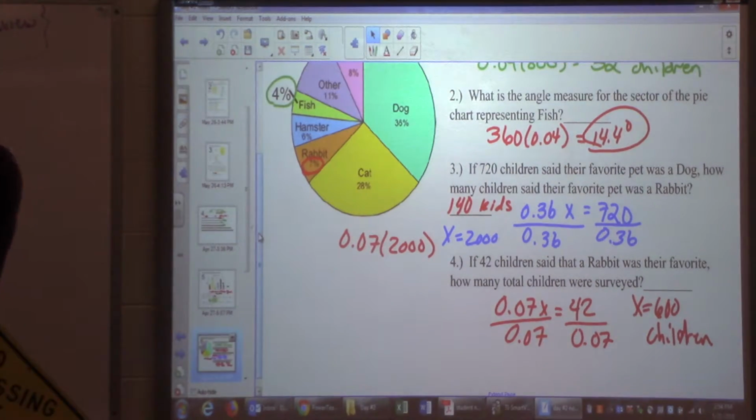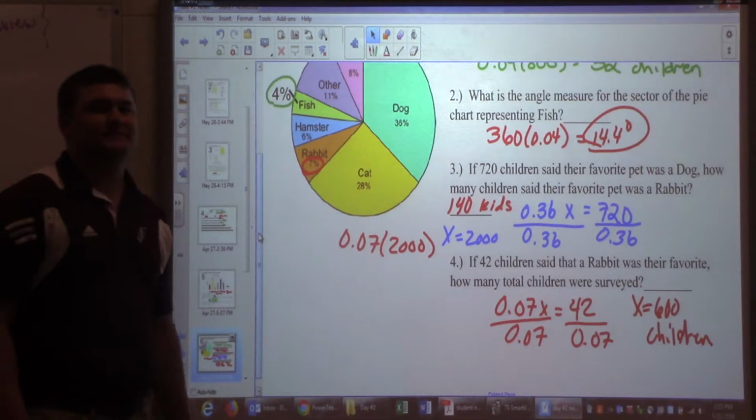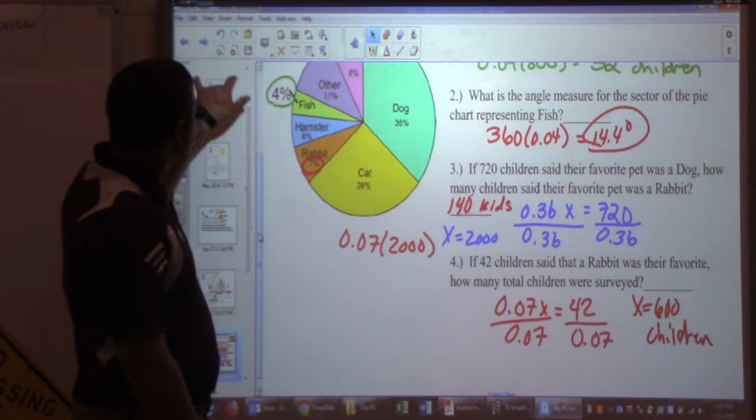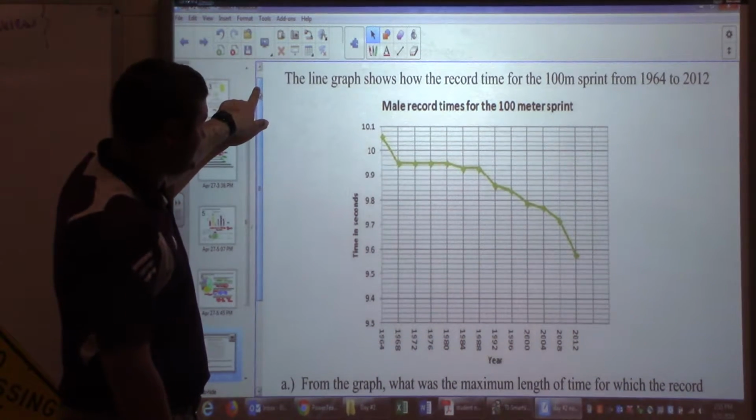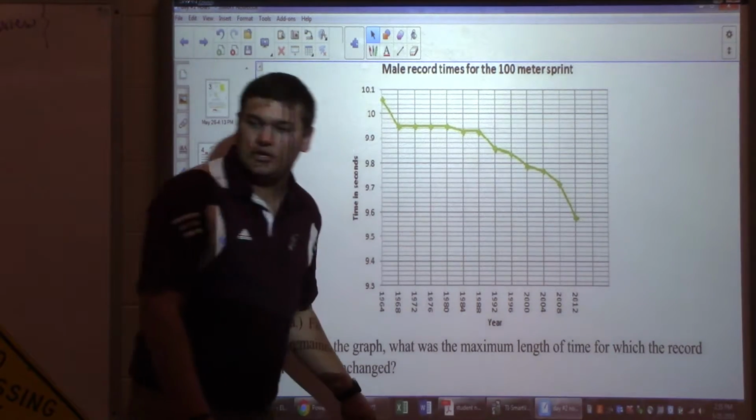No. All right, we got like 5 more problems. No, we have 2, but they're fine. All right, a line graph shows the record of time for the 100-meter sprint from 1964 to 2012.